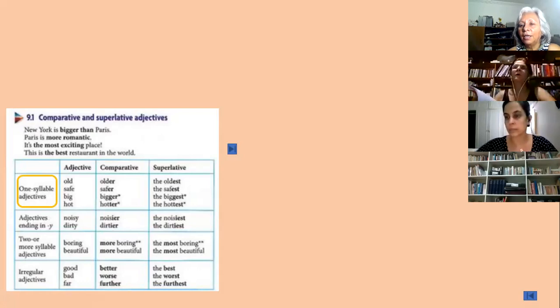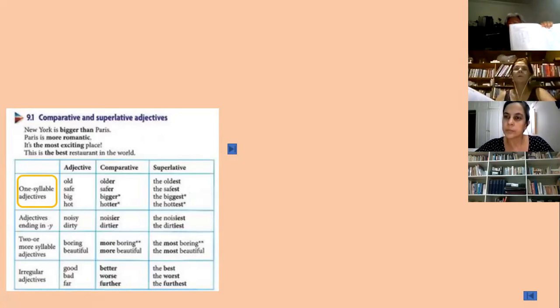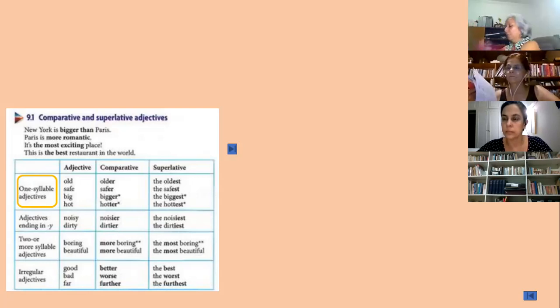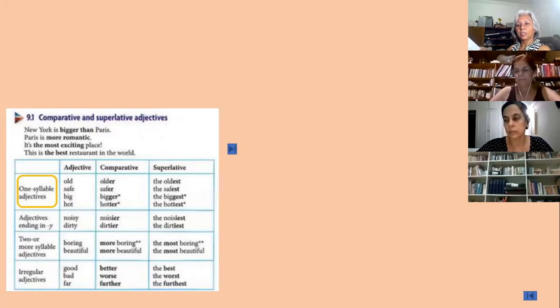Did you find it today? In the back of the book. Do you remember? We have the grammar reference in the back of the book, before the workbook. Page 136. Yes. Okay. And here we have the comparative.